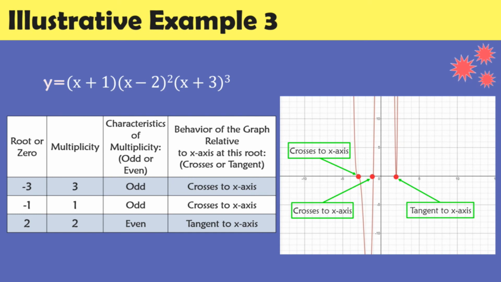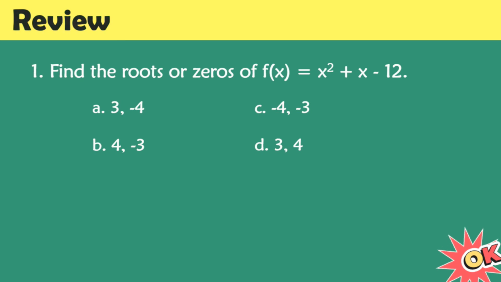Now, let's have a review. Find the roots or zeros of f of x is equal to x squared plus x minus 12. A. 3 and negative 4. B. 4 and negative 3. C. Negative 4 and negative 3. D. 3 and 4. If this is your answer, you are correct.